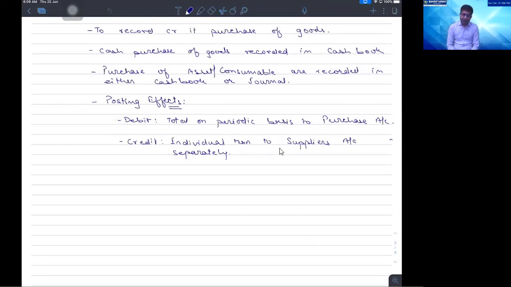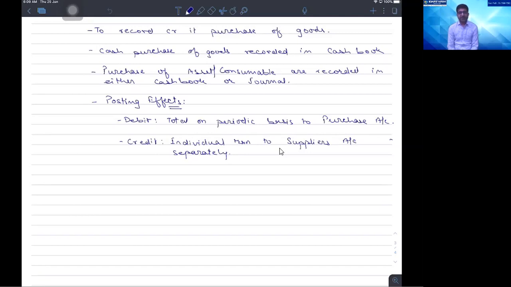In what way do we do the posting of the transactions that we have recorded here? All the transactions recorded in the purchase book individually are posted to the credit of the respective supplier account. And the total of this purchase book is debited to the purchase account.